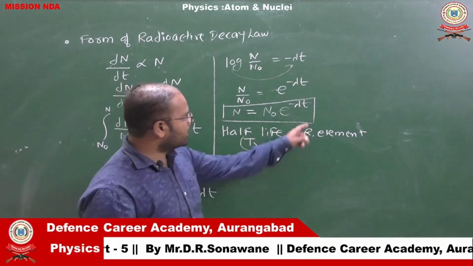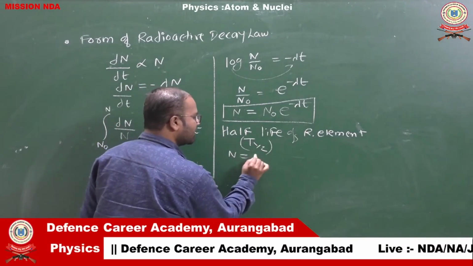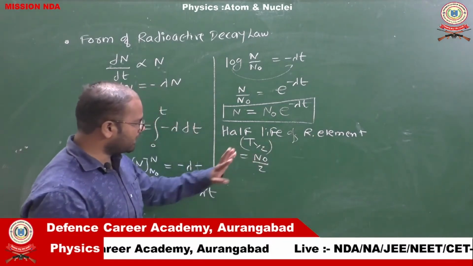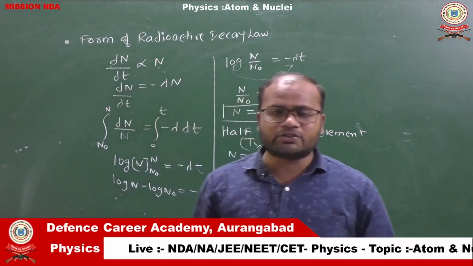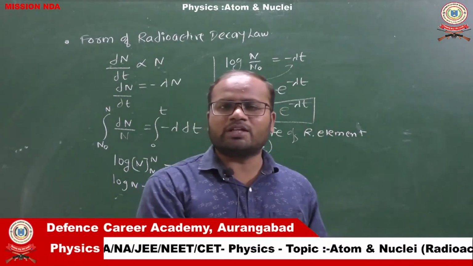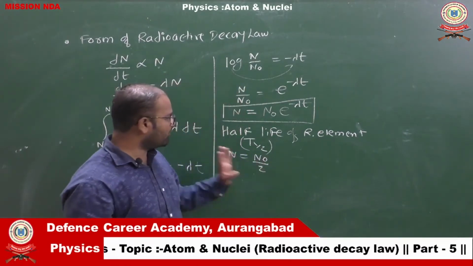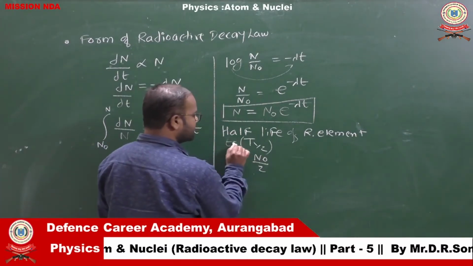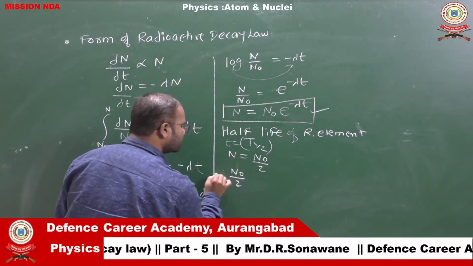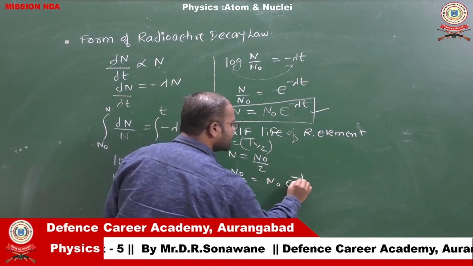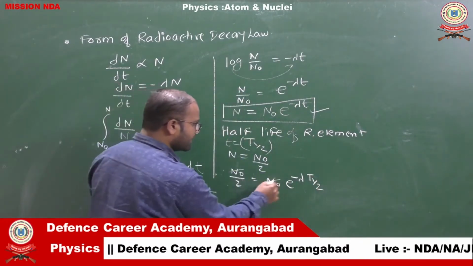If we put T half instead of small t, we know that at this time the number of nuclei becomes half of the original. The number of original nuclei is N0, and half of the original is N. So the half-life of any radioactive element means the time when half of the original nuclei have disintegrated, that is N0 by 2. By putting t equals T half and N equals N0 by 2, we get N0/2 equals N0 e to the power minus λ T half. So N0 gets cancelled.